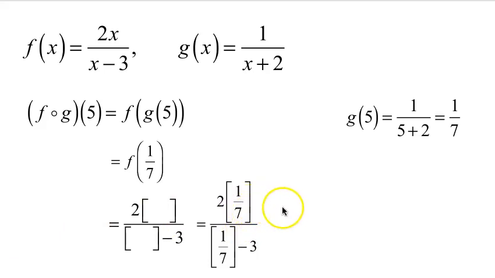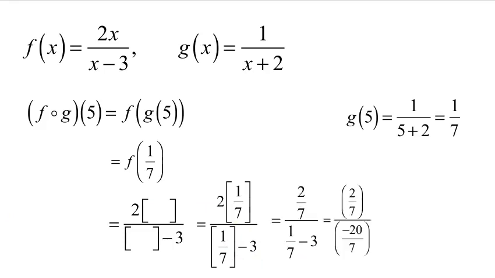Now 2 times 1/7 upstairs is 2/7. Downstairs, 1/7 minus 3. Well, 3 is 21/7, so 1/7 take away 21/7 would give me negative 20/7. And then to divide these fractions, 2/7 divided by negative 20/7 is the same as 2/7 times 7 over negative 20, or 2 over negative 20, which reduces to negative 1/10. So f of g of 5 is negative 1/10, but a little tricky arithmetic there for you to work with, so make sure you're clear on that idea.